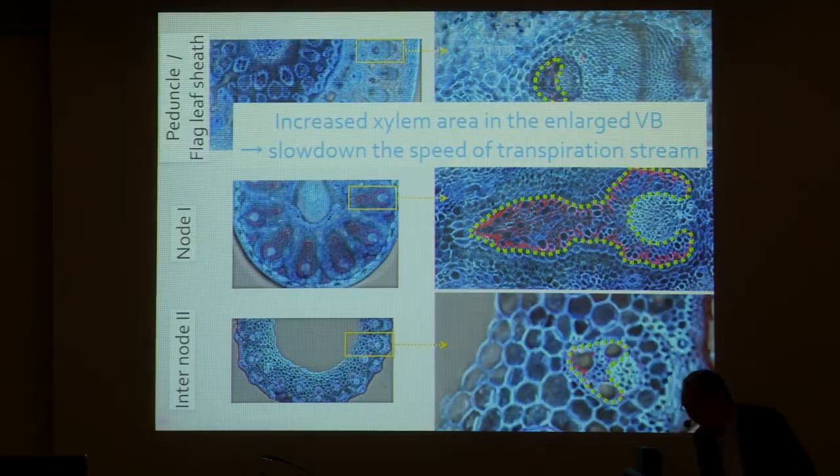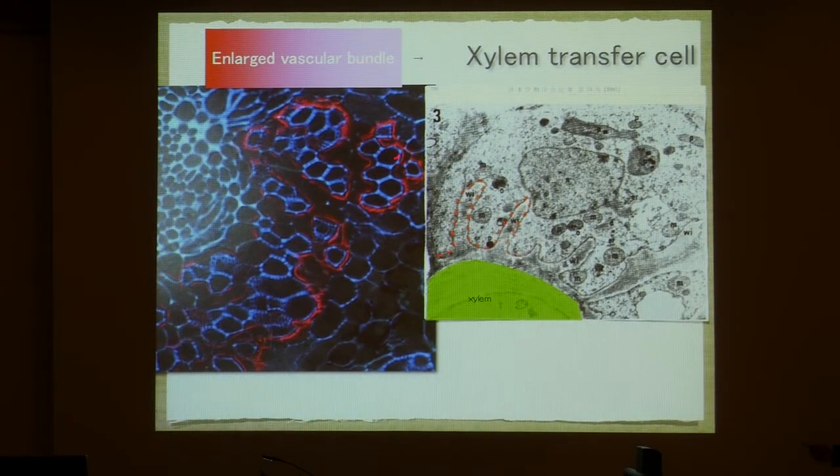Okay? So another strategy is that there's a specific cell called the xylem transfer cell. As you can see here, this cell has a folded plasma membrane because of ingrowth of the cell wall. So this folded plasma membrane increases the uptake surface, so it makes uptake efficient.